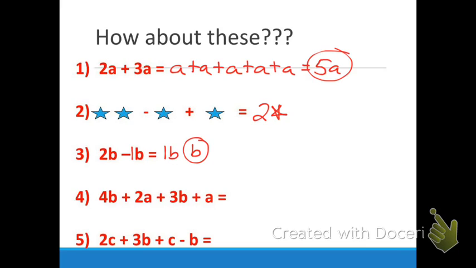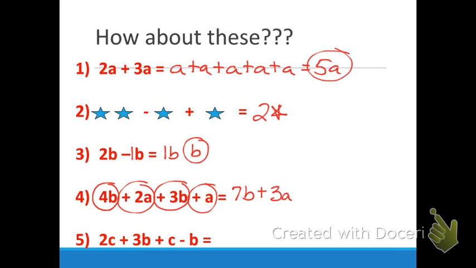Okay, let's look at the next one. I'm going to circle the ones that go together. So we'll start with the B's. We have 4B and another 3B. What's that? 7B, because we just add the 4 plus the 3, right? Yes. Okay, and then we have some A's. So we have 2 A's right here and 1 A right there. That gives us a total of 3 A's. Okay. And let's look at the last one. We have C's and B's.